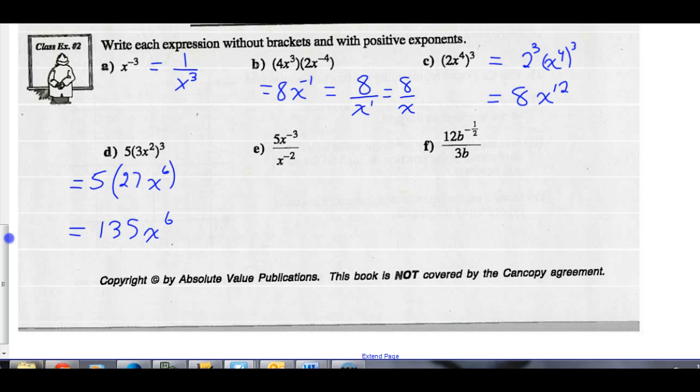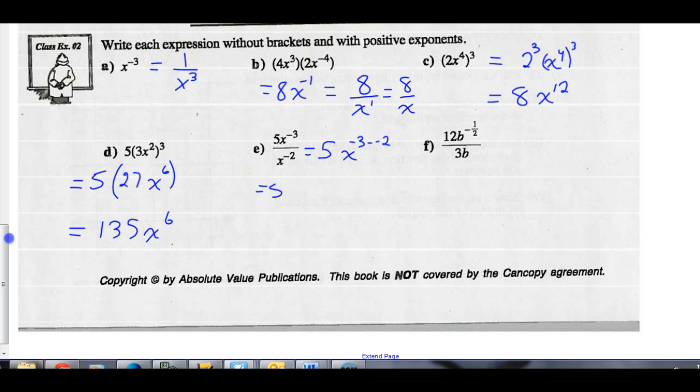Looking at example E, our rule says keep the base and subtract the exponents when we're dividing powers of the same base. So the 5 is unaffected. We keep our base of x and subtract negative 3 minus negative 2.